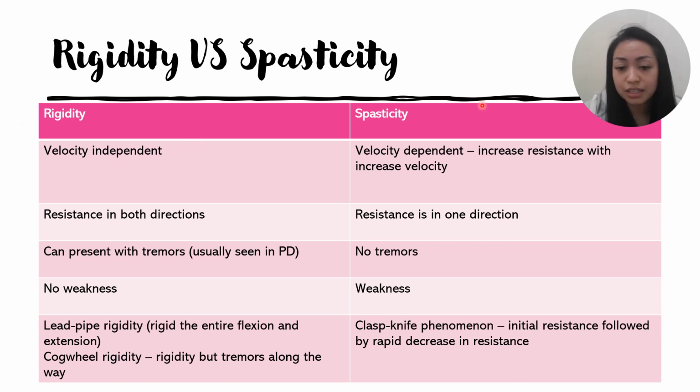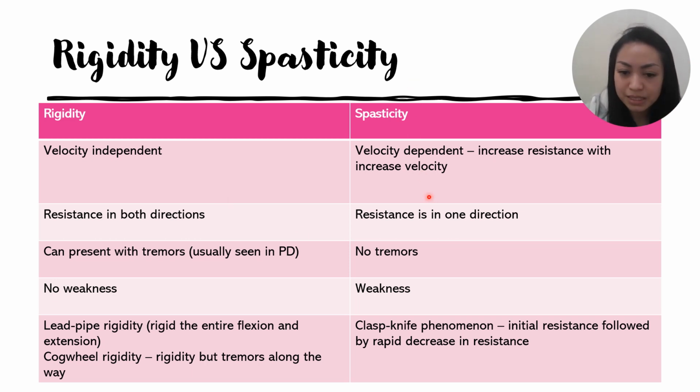In spasticity, the resistance is only in one direction, whereas in rigidity, the resistance is in both directions. So let me explain. Spasticity is only when you're extending the limb, that's only when the resistance is felt. But in rigidity, you can feel the resistance both on the extension of the limb and the flexion of the limb. So I hope that makes sense.